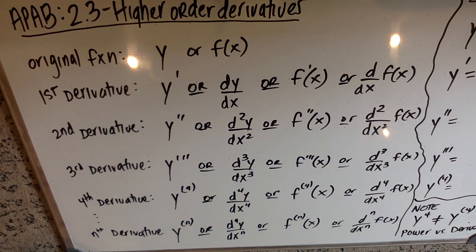AP AB Calc. We're doing the last topic in 2.3, which is higher order derivatives. Before we do any of the actual calculations on this, we're going to talk about some notation, because there are a lot of different ways to write the derivative of a function.